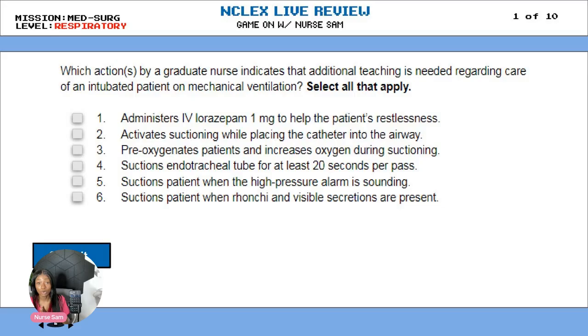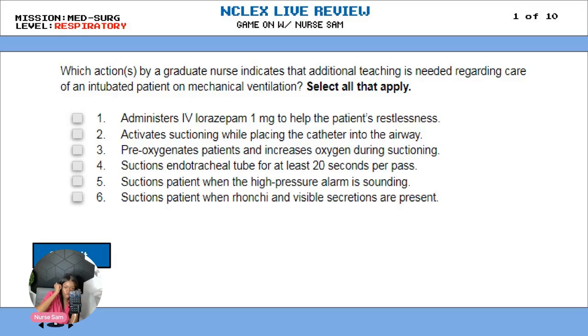But make sure you are reading the question first and going back just to make sure it's not one of those needs further teaching, needs additional teaching questions. And in this case, it is. When a question says which actions indicate that additional teaching is needed, further education is needed, that's letting you know that you're looking for the false answers. Still go through each one and ask yourself true or false, but remind yourself so you don't get confused that you're looking for the false answers.